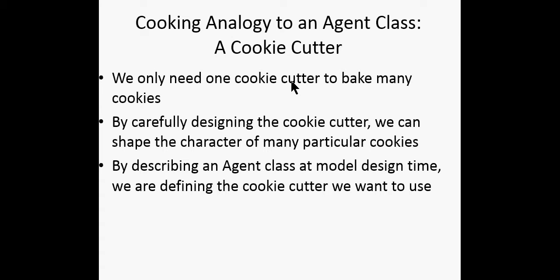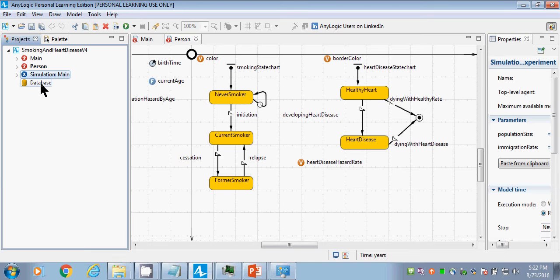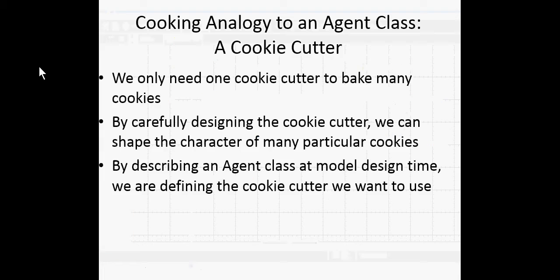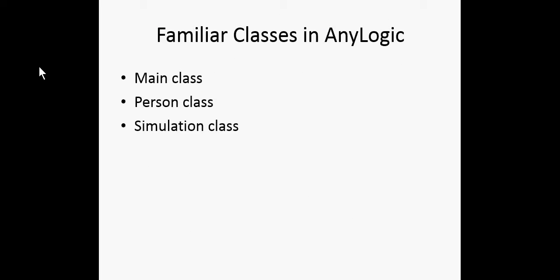But they differ in their particulars, like how burnt they are, or what have you. So there are many familiar classes in AnyLogic. Person is a class. It turns out main is a class. There's only one main for all the experiments we've been running.